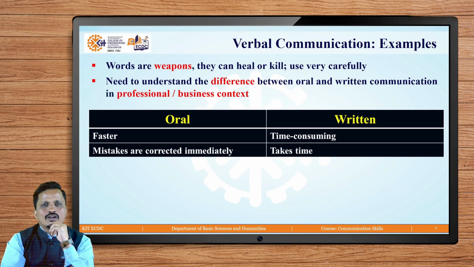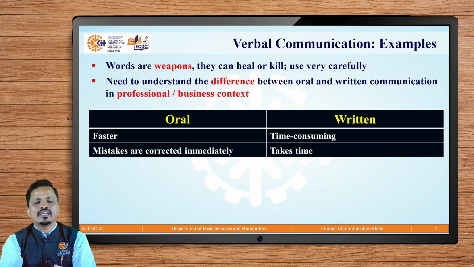The second difference is that in oral communication, if there are any mistakes, they can be corrected immediately. You must have observed that I am making some grammatical mistakes or some constructional mistakes. I am immediately correcting those mistakes so that the correct message is provided to you. But if it is written communication, it will take time.